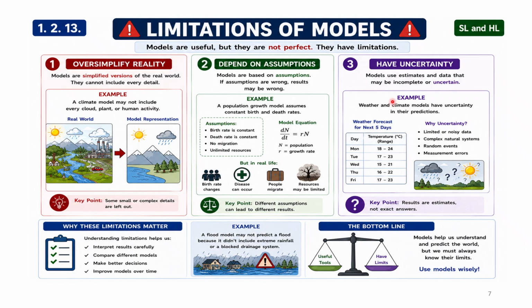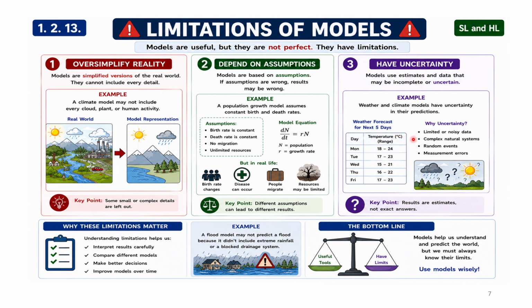Third, models contain uncertainty because they rely on estimates and incomplete data. Weather forecasts, for instance, provide temperature ranges rather than exact values because atmospheric systems are highly complex and influenced by random events and measurement errors.